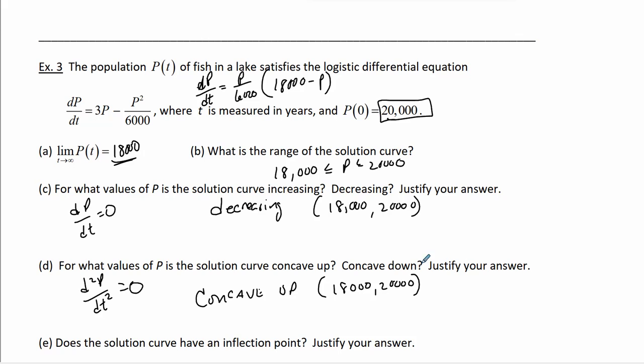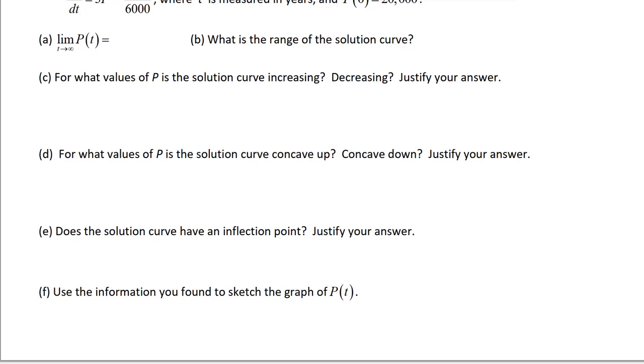Well, does it have an inflection point? Anything after 18,000 was always decreasing, so there are no critical points there. It doesn't have an inflection point, because the concavity does not change. The double derivative does not change signs.